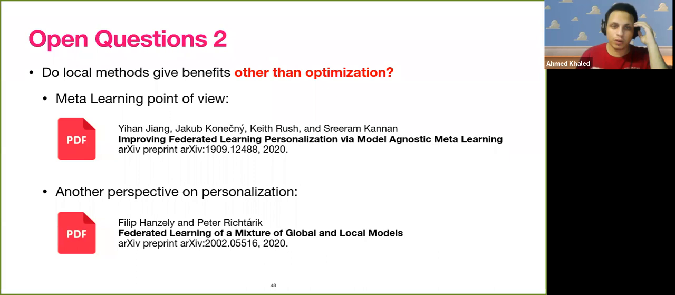There is this paper by Yihan Jiang, Jakub Konečný, Keith Rush, and Sreeram Kannan, in which they show that you can write federated averaging as some sort of combination of MAML-style methods. And there is this other paper that more directly handles personalization by Filip Hanzely and Peter Richtárik, federated learning of a mixture of global and local models, in which they consider a model and an algorithm that is quite like local SGD. All right, so are there any questions?